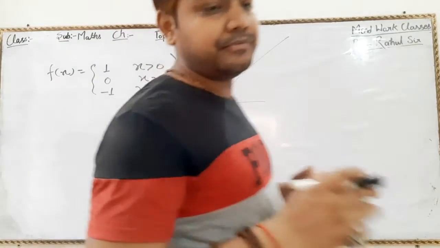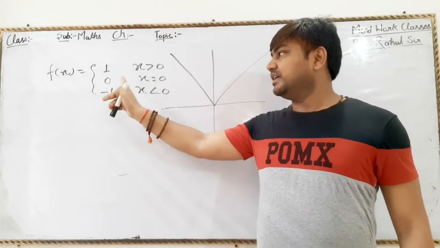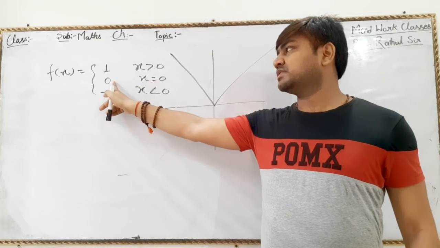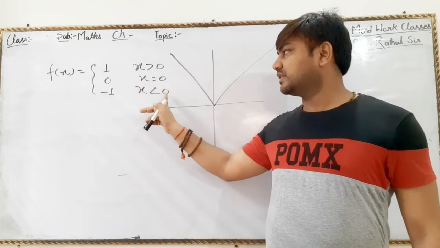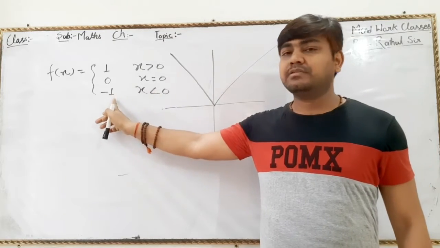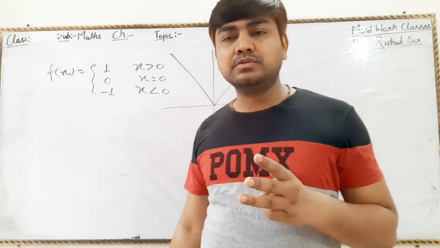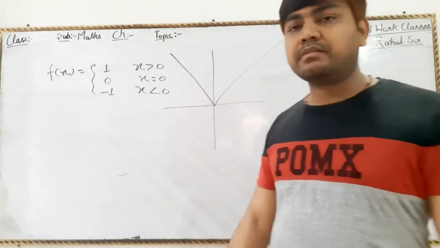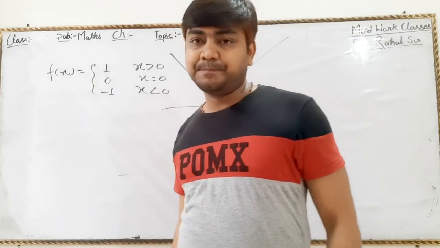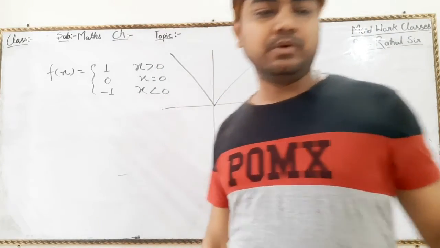That means if x is greater than 0, the function value will be equal to 1. If x is equal to 0, then the function value will be 0. And if x is less than 0, then the function value will be minus 1. Except these values, there will be no other values of this function. So such a type of function is known as signum function.